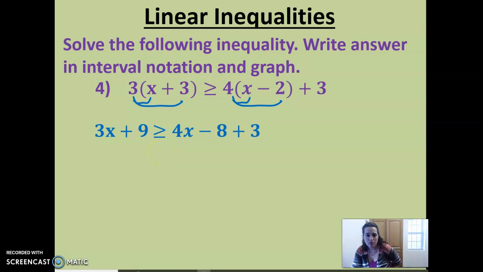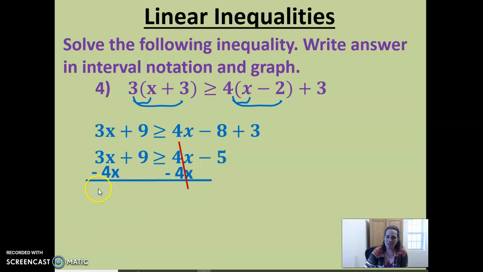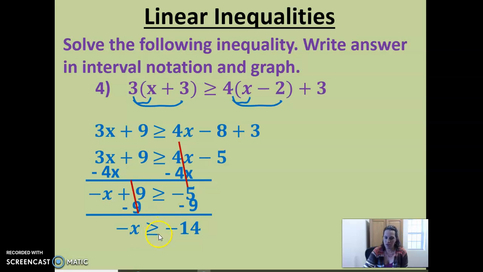There are no more parentheses, but we could combine like terms. See this minus 8 and a plus 3? We can go ahead and combine that and get a minus 5. And then we need to get our x's on the left-hand side, right? We always want to put x's on the left-hand side, even though it's going to make it a negative, we still want to do that. So we have negative 1x plus 9 greater than or equal to negative 5. And we can subtract the 9. So we have negative x greater than or equal to negative 14.